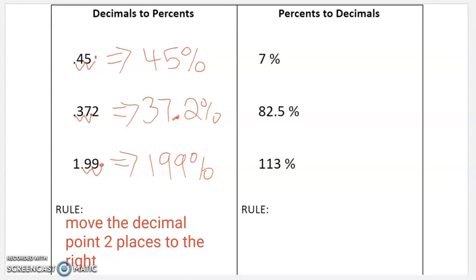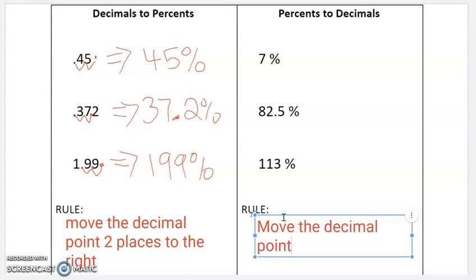So now if I'm working from percents to decimals, my rule is going to be close, or it's going to be similar, but it's not going to be quite the same. We're going to do the exact opposite. So instead of moving the decimal point twice to the right, we're going to move the decimal point twice to the left.